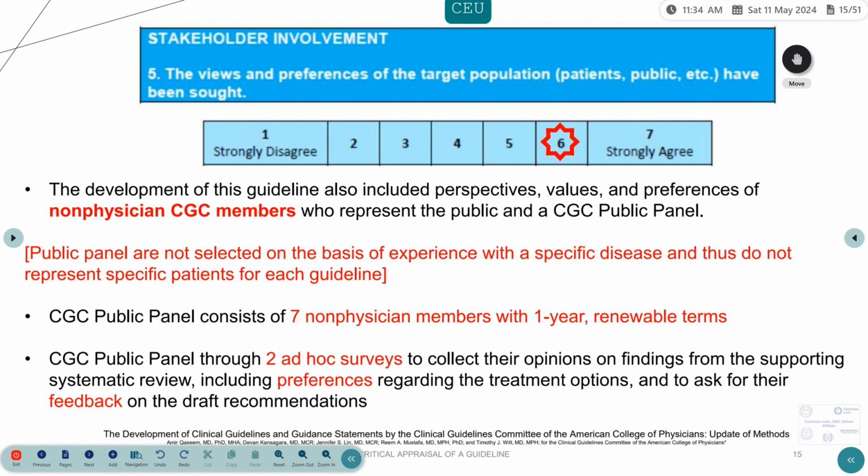How did they do it? How did they get their perspectives? They did surveys to collect their opinions and also asked about preferences and feedback. So that was mentioned rightly.